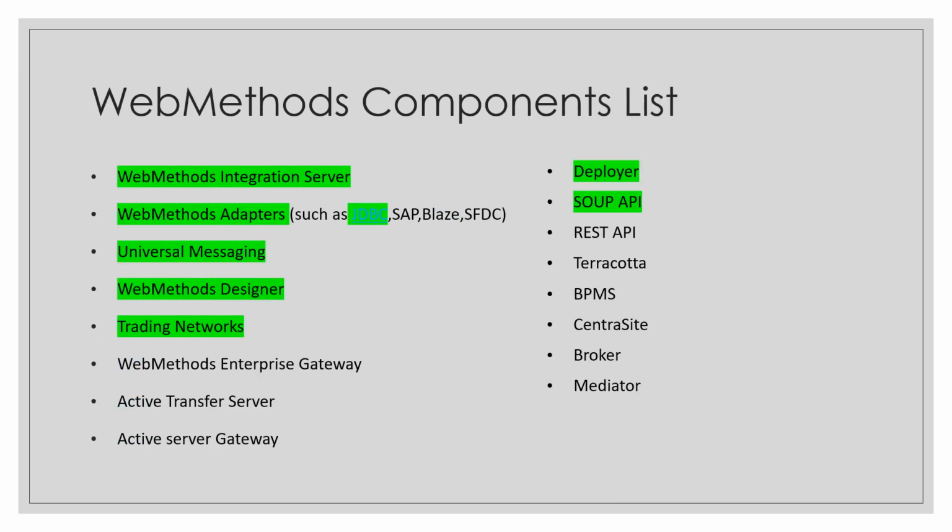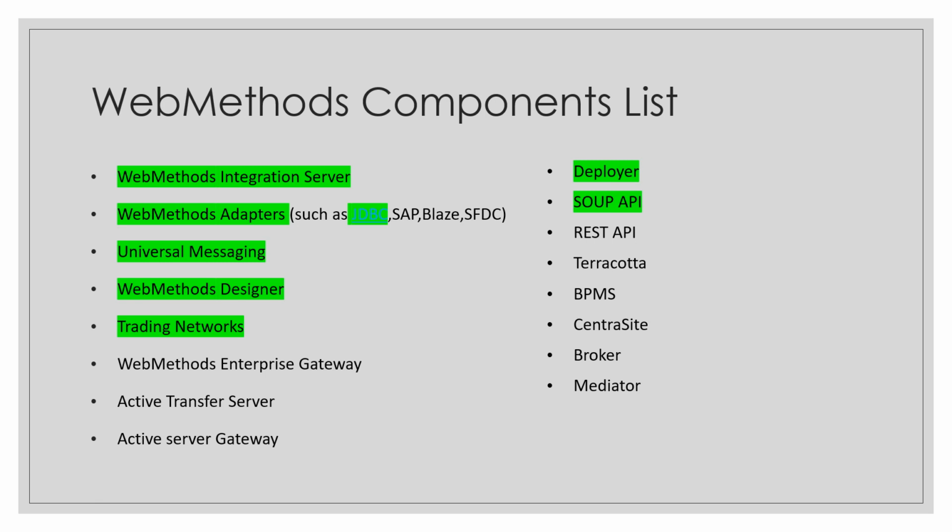Okay. So the component list from Webmethod. Integration server: the server which serves the request and does the transformation. Adapters: different adapters to communicate with different applications, like Oracle, or SAP, which is one application. Then Salesforce is a major application in the market. For those kinds of applications, we have specific adapters. They are used by multiple people in the market. Universal Messaging, Webmethod Designer.